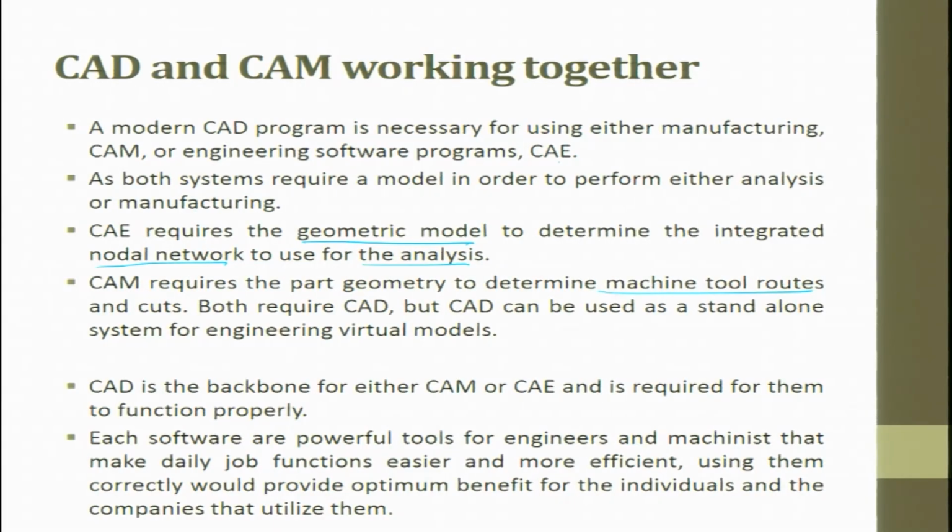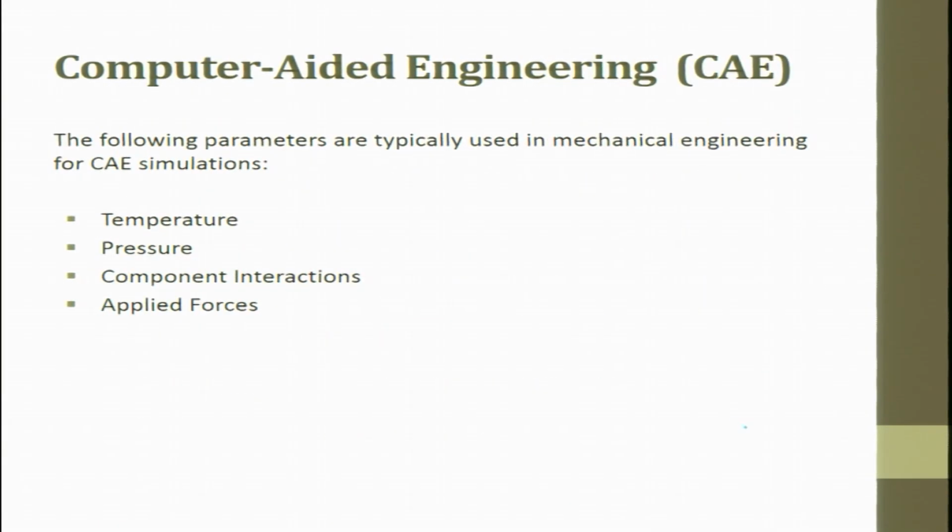Both require CAD, but CAD can be used as a standalone system for engineering virtual modeling. CAD is the backbone for CAM or CAE. CAE and CAM can be interchanged and are required for the other to function properly. Each software is a powerful tool for engineers and machinists that makes the daily job function easier and more effective. Using them correctly would provide optimum benefits for the individuals and better utilization for the company.